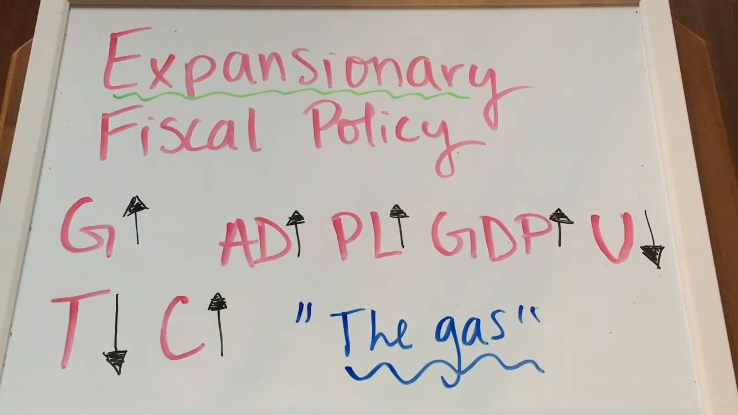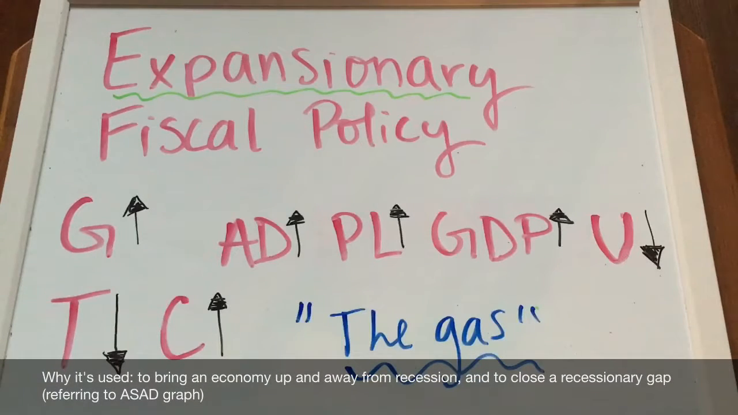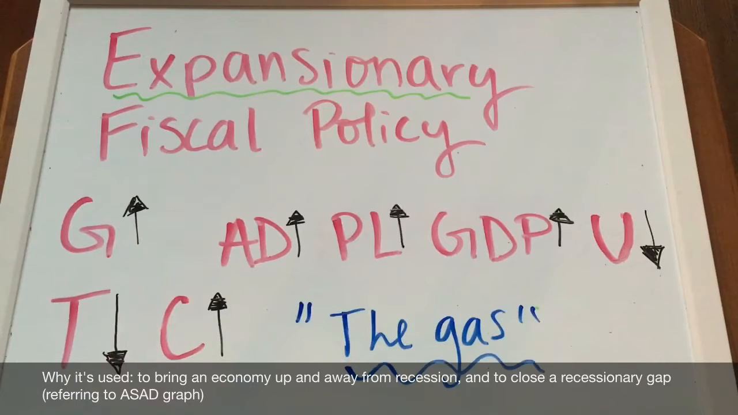It is referred to as the gas because it can take an economy from recession to full employment. So it's called the gas because it can gas or fuel a country's economy up to full employment. This is why expansionary fiscal policy is used. It is used to bring an economy out of recession or to close a recessionary gap.